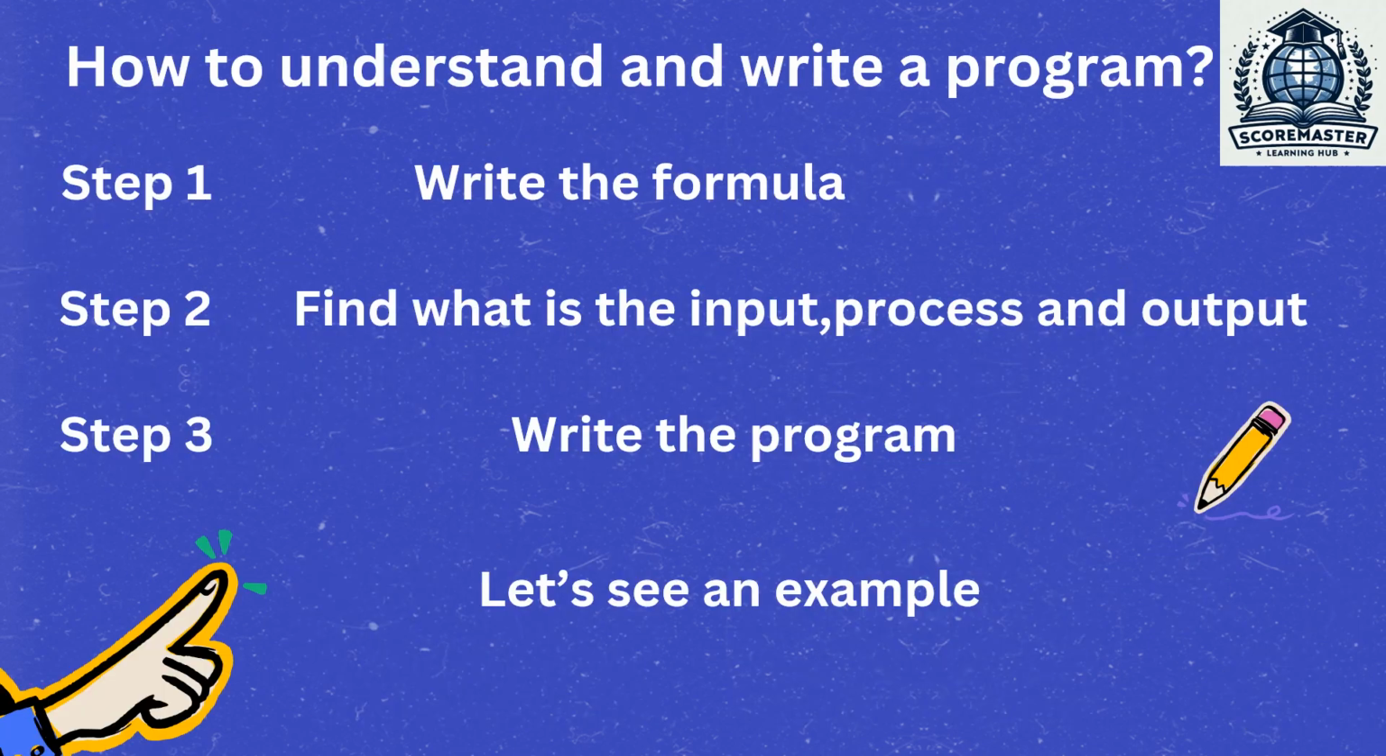How to write a program? Computer works on the basics of input, process and output. So when a problem is given, you need to first know what the input, process and output are. Later, after finding them, you need to write the program. Come, let's explore a few programs.